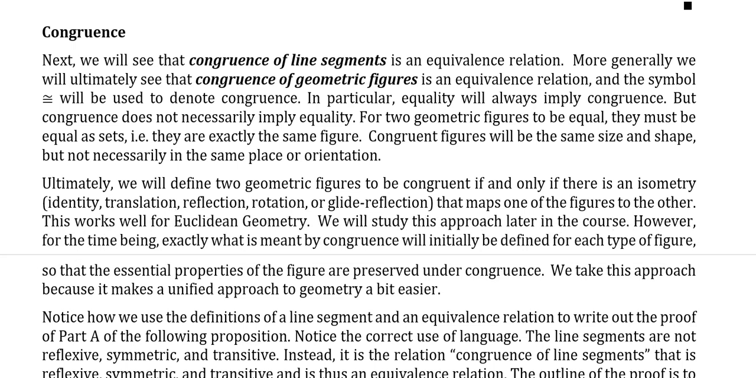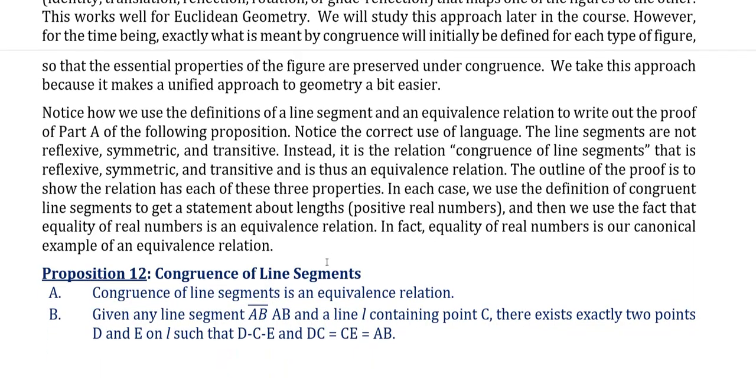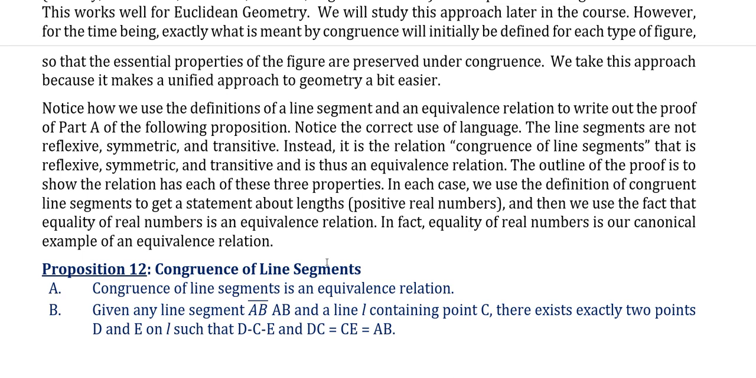However, for the time being, exactly what is meant by congruence will initially be defined for each type of figure, more of an ad hoc approach, so that essential properties of the figure are preserved under congruence. We take this approach because it makes a unified approach to geometry a bit easier. And it'll also make the transformations a little bit easier if we're only focusing on Euclidean geometry when we get to it.